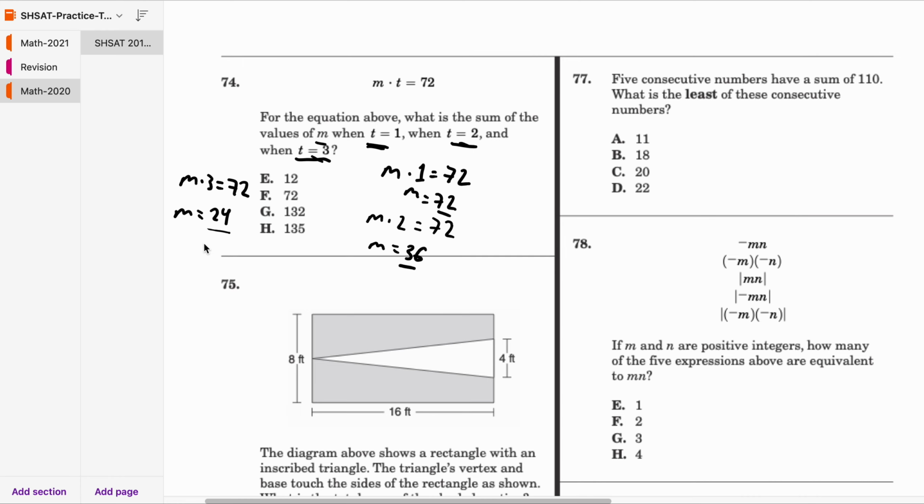So we're just going to add 24 plus 36 plus 72, and that would give us, let's see, it's going to be 60 plus 72, which is just 132. So that would be G.